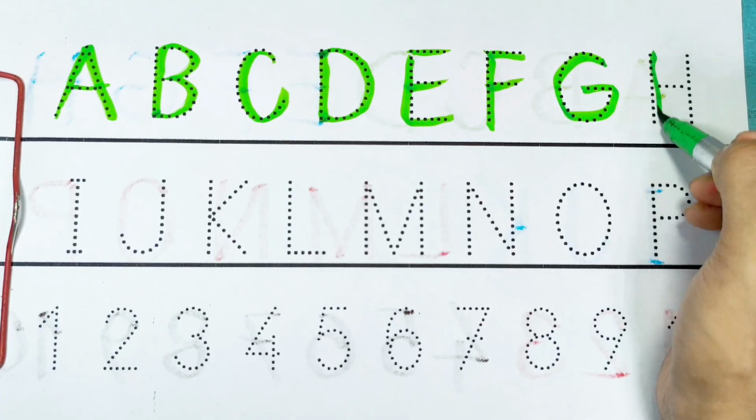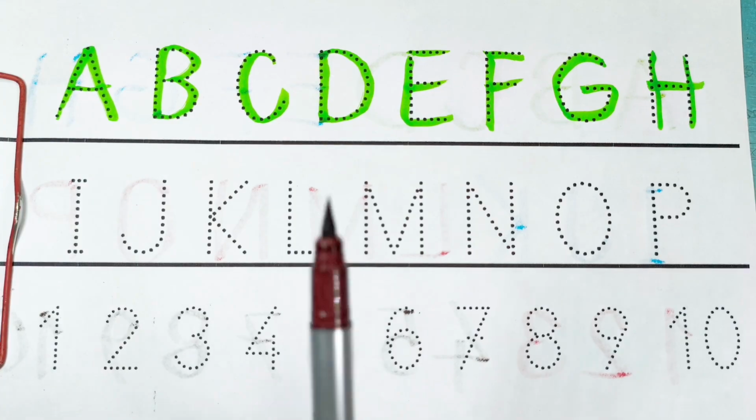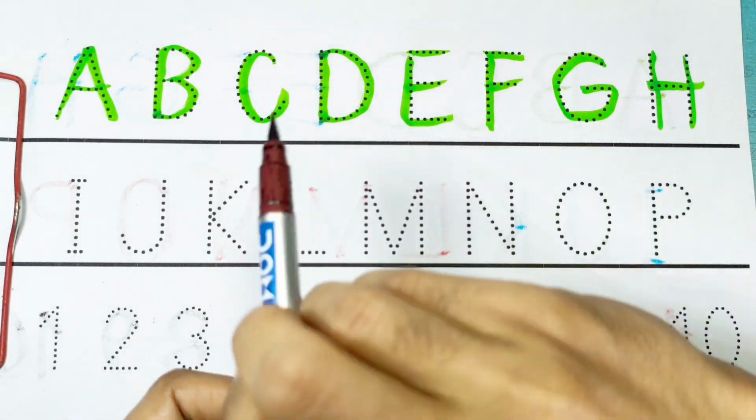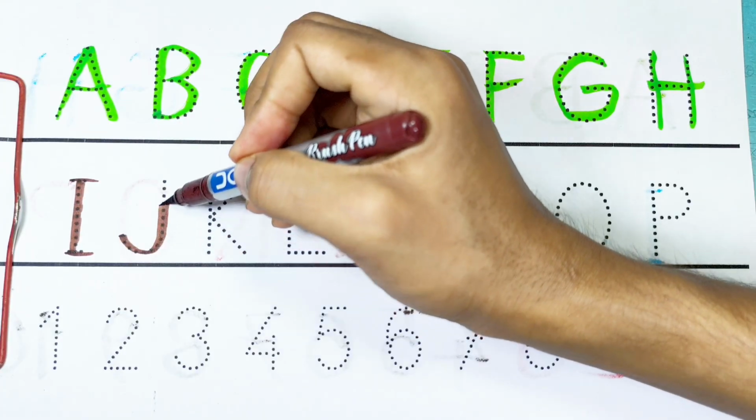G for God. The next one is H. H for hand. Now we're writing the alphabet of H. So kids, now we're using the color of brown, writing the alphabet of I. I for eyes. J.